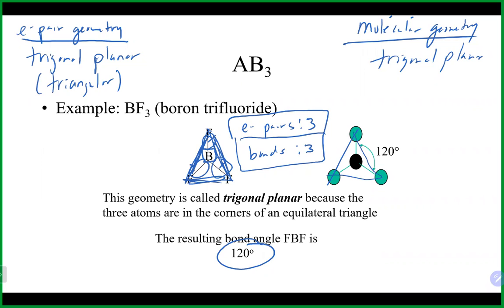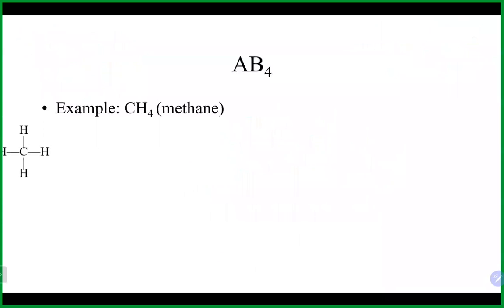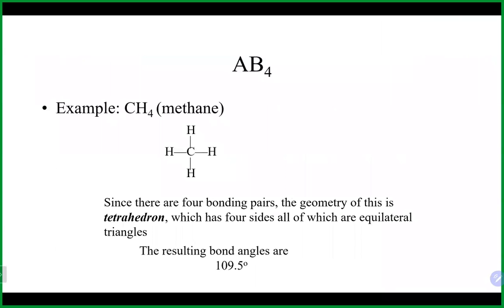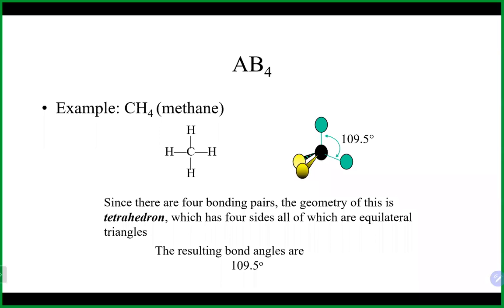Okay. The next example of geometry that you need to know is something with four things attached, like we have here in methane. If we look at the central atom once again, we have 1, 2, 3, 4 electron pairs.